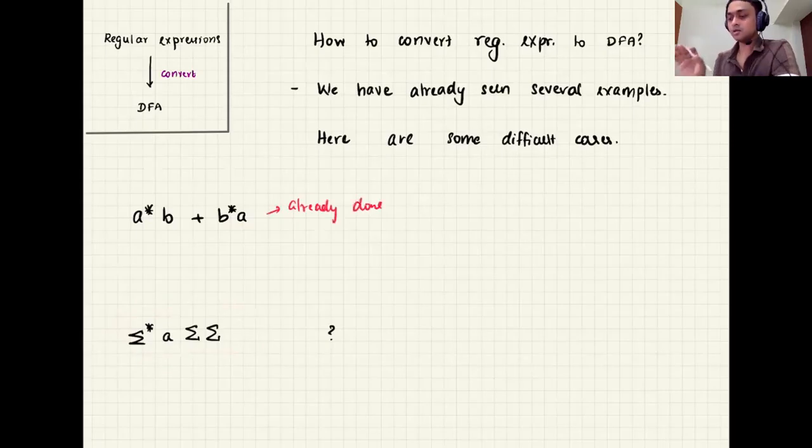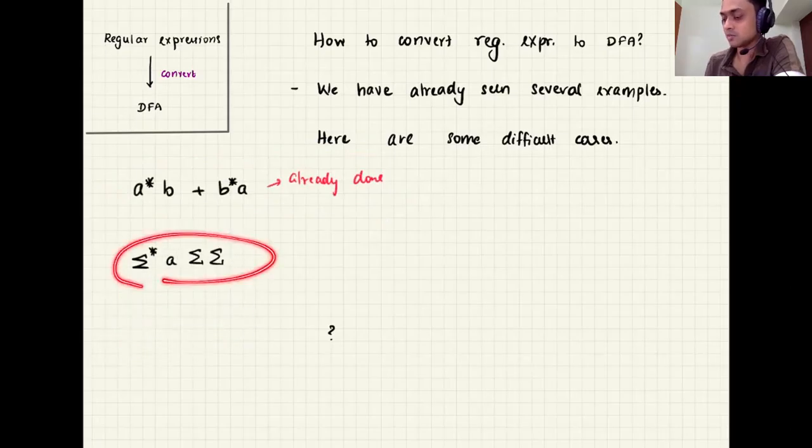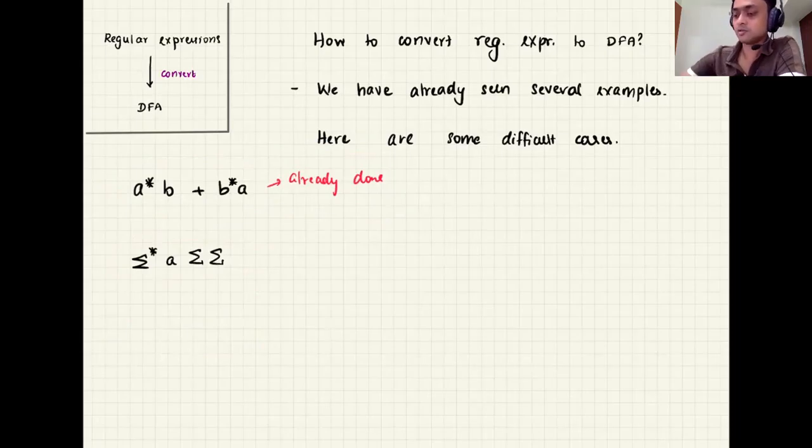I'm first pointing out some difficulties in this algorithm, and then we will see how we are going to handle them. So try to build a DFA for this language: sigma star A sigma, take sigma to be A comma B. I'll just wait for a couple of minutes.